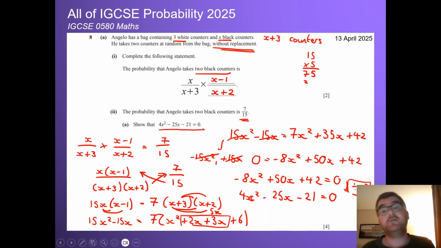So these show that questions are great because you can make mistakes, but you can go back and check and go, that's where the mistake was. Okay, I can fix it, keep calm, and get those 4 marks.